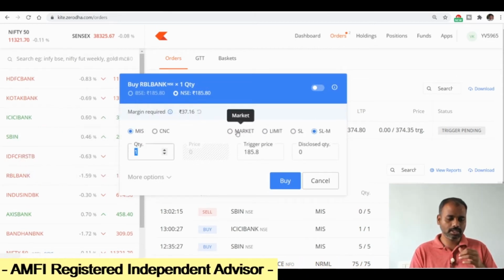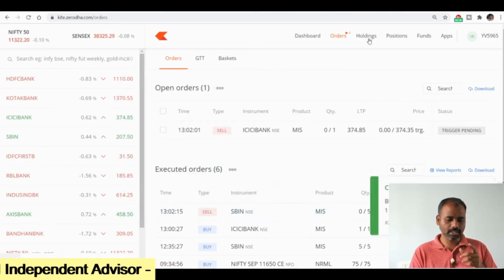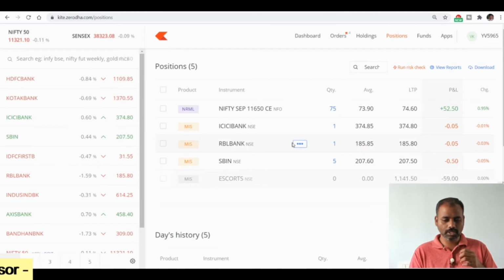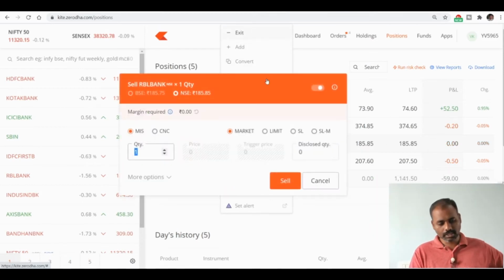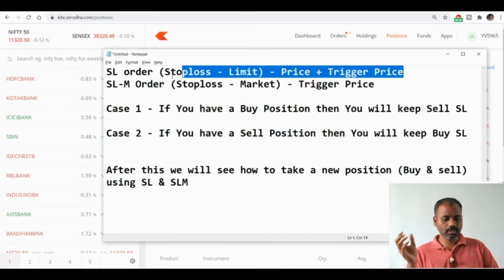So I am going to buy one stock in market order, RBL Bank. Now I bought the stock. Now RBL Bank is here. I am going to exit this. While exiting, I am going to choose SL. If you choose SL, you have a trigger price and a normal price. This is what we were trying to see, the SL order.